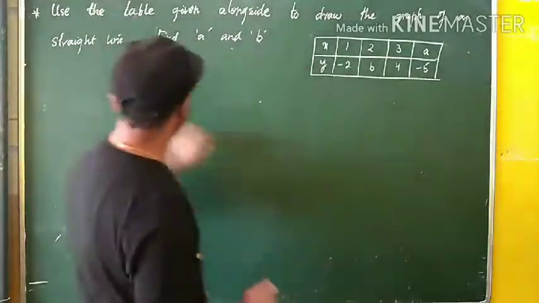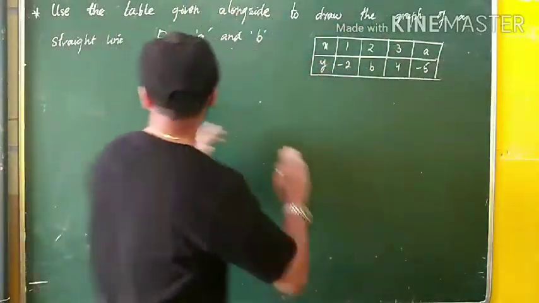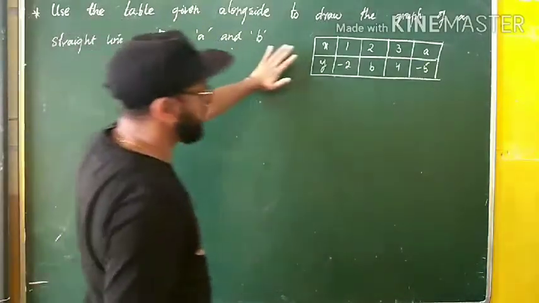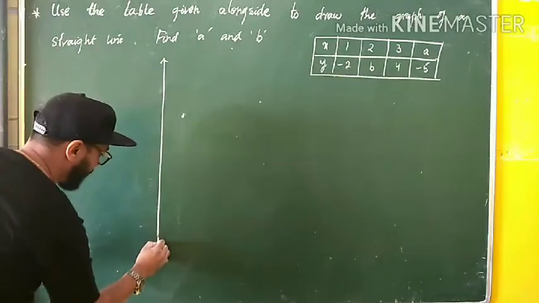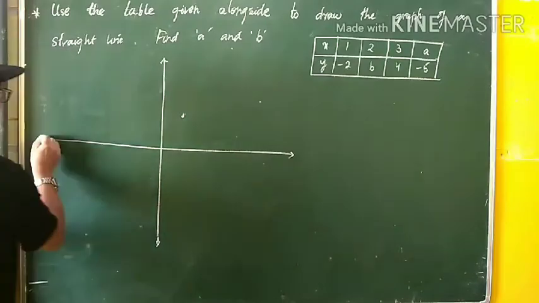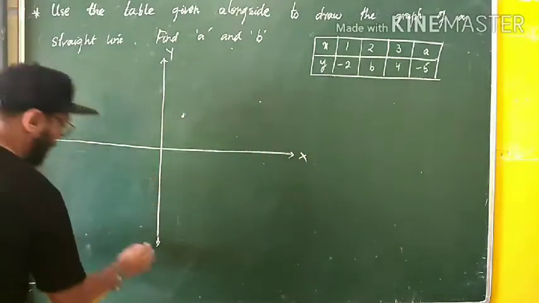So it says, use the table given alongside to draw the graph of a straight line, and hence find the value of A and B. Now this is a table. So first thing that we need to do is we have to draw the graph. Then with the help of the graph, we'll find the value A and B. So this is your x, y, x dash and y dash.